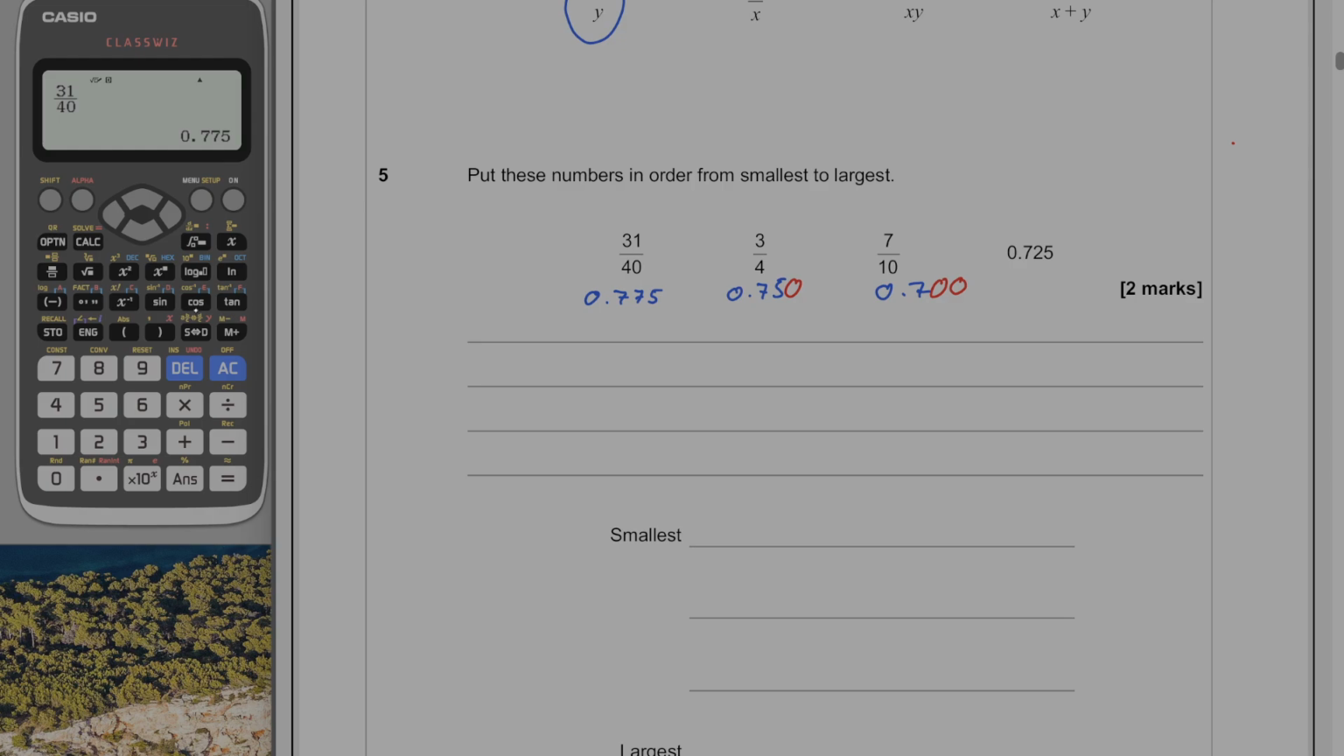So the smallest one in this list then is this one. The next smallest one is this one. The next smallest one is this one, and then finally we've got this one. So if we put them in their original form, then we've got 7 over 10. We've then got 0.725. We've then got 3 over 4. And then finally 31 over 40.